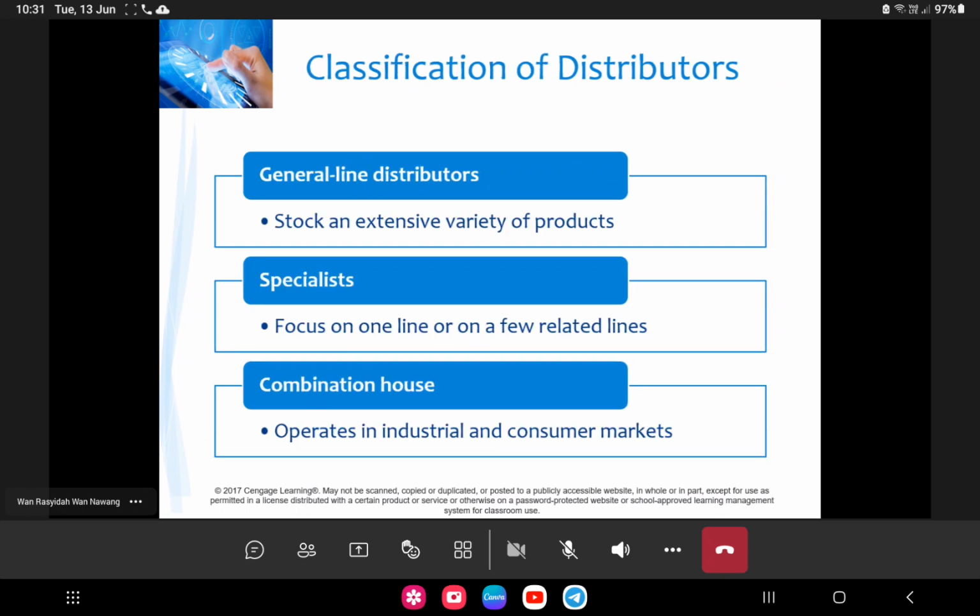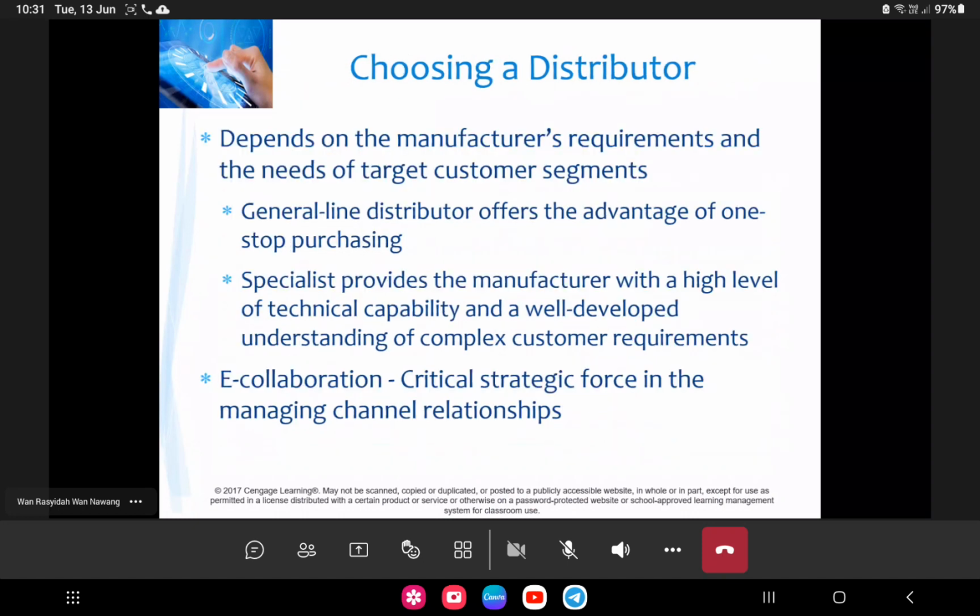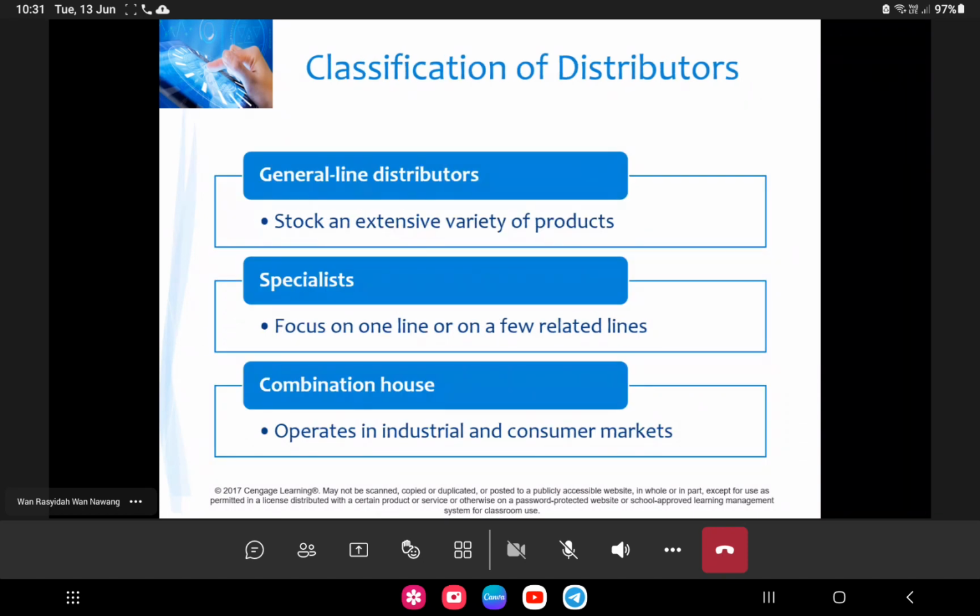Okay, classification of distributors. We have general line distributors, specialists and also combination house. General line ni, you carry lots of products. Kalau specialist ni, the distributors only carry a very focused product sahaja. Very specialist lah, sebab tu dia namakan specialist, dia bukan extensive. So very selected product that they carry. And then combination house ni, they do both. Adanya general line distributors and also specialists for combination house distributors. Ada dua-dua sekali.